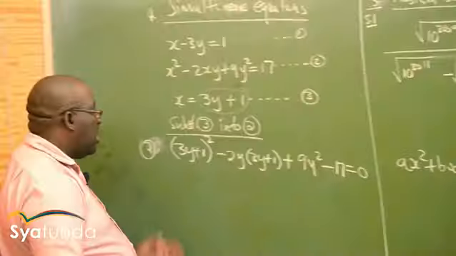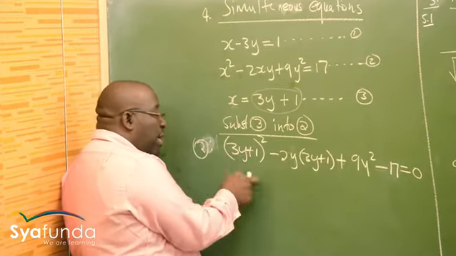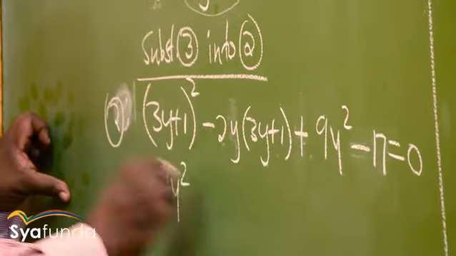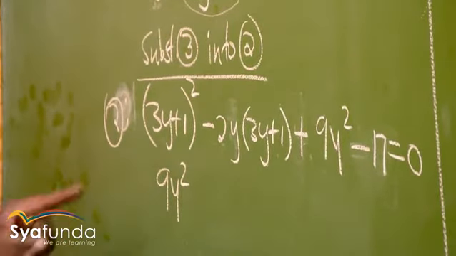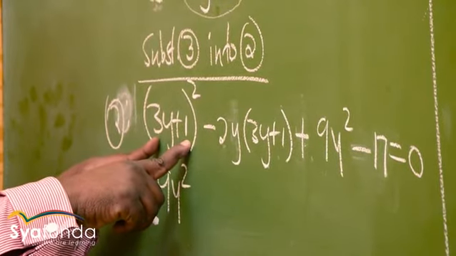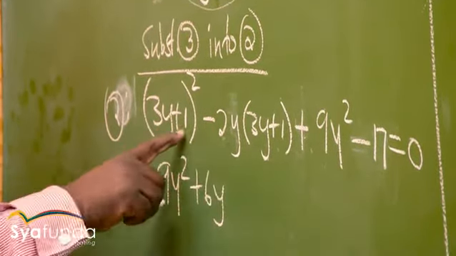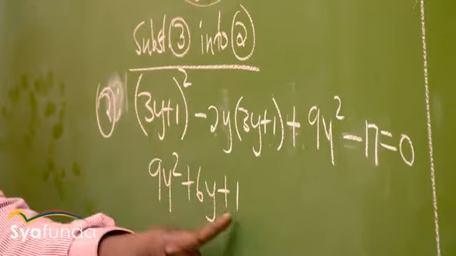Let's work it out. Go back to grade 8 and 9. You know how to square a binomial. 3y times 3y, it will give us 9y squared. Step number 2, 3y times 1, it will give us 3y, double that, it will give us 6y. Then 1 times 1, it will give us 1. Let's do this once more. 3y times 3y, it's 9y squared. 3y times 1, it's 3y. Double that, 6y. 1 times 1, it will give us 1.